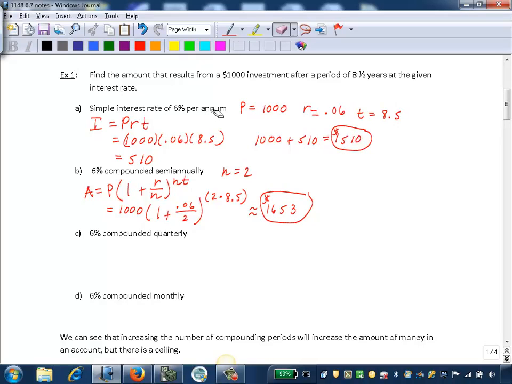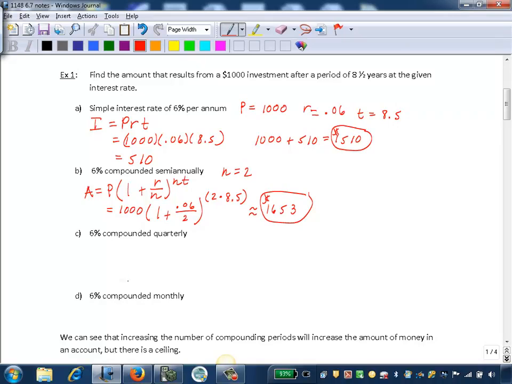Now if we compare this to the simple interest, that makes sense because if we only calculate the interest once on the original principal, it makes sense that that would be less than if we compounded it twice during the year. So we compound it once halfway through the year on the original amount, and then we add that interest to the original principal and take interest on the interest at the end of the year, and that would give us the $1,653.